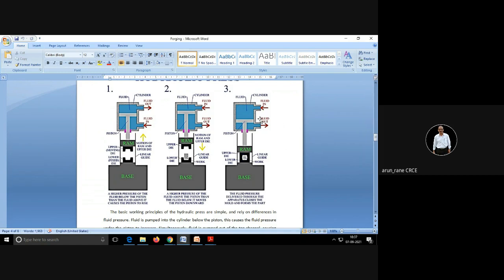It goes down, and then that particular shape of the cavity in the die comes onto the workpiece. Here you cannot have the exact quantity of raw material, so you have to keep a little extra, and that is why the material oozes out along the parting line. That is what is called flash.